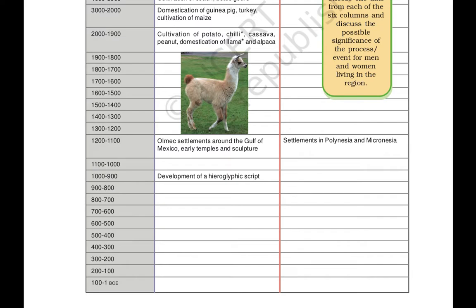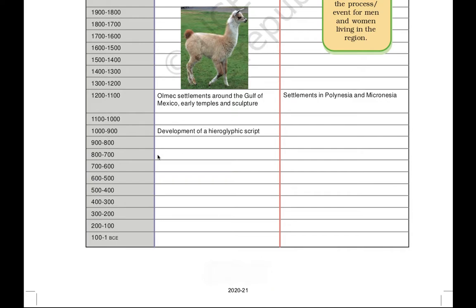Then 1200 to 1100 in America, Olmec settlements around the Gulf of Mexico, early temples and sculpture. In Australia, settlements in Polynesia and Micronesia from 1100 to 1000. Then 1000 to 900 in this timeline in America, development of a hieroglyphic script. Then 900 to 800 till 1 BCE.